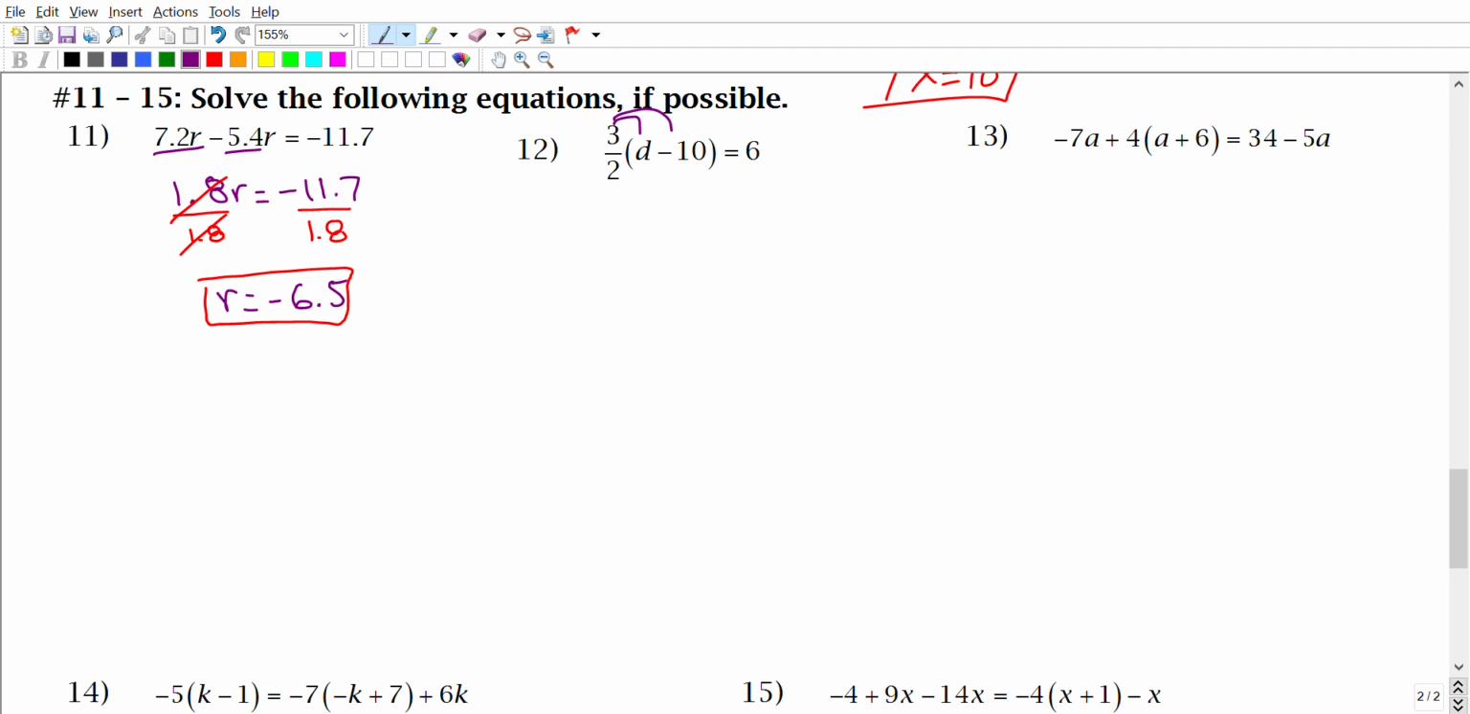So let's go ahead and do this next one. Distribute that 3 halves. So it's 3 halves d minus 3 halves times 10. Well, that is just, let's go ahead and actually write it down. 3 halves times 10 equals 6. Now, the reason why I wrote it down is because if you want to, you can go ahead and multiply that negative 3 halves times 10 on your calculator. But if you don't have a calculator, remember, you can always reduce here, guys.